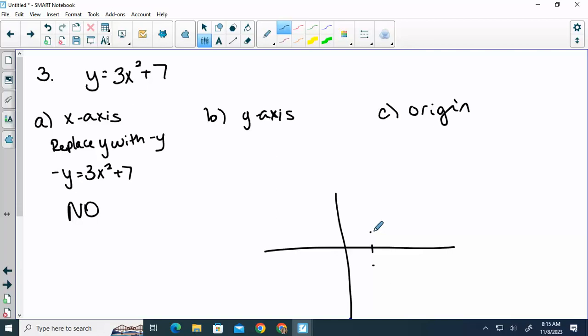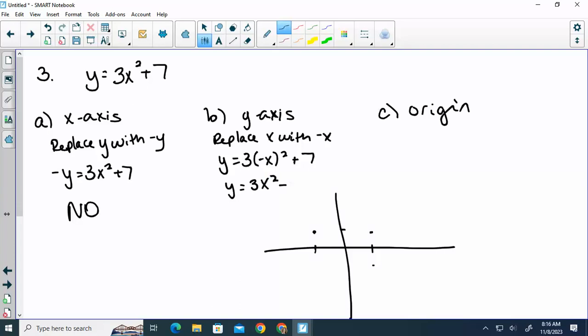If it's symmetric to the y-axis, that means if I flip my graph over the y-axis, it overlaps itself. So one y value corresponds to a positive and a negative x. So to check that, we change our x to a negative x. Negative squared is positive. That's the same as what I started with. So this is a yes, it is symmetric to the y-axis.